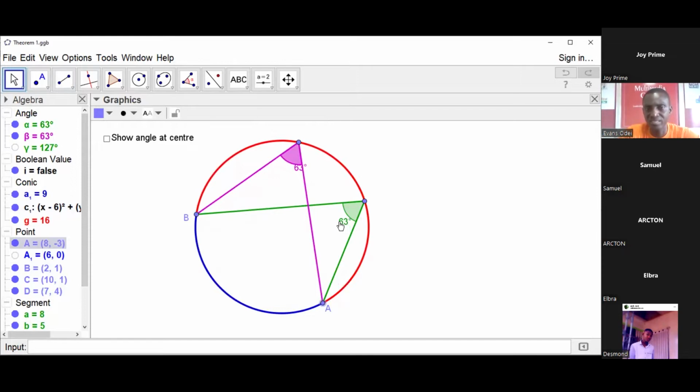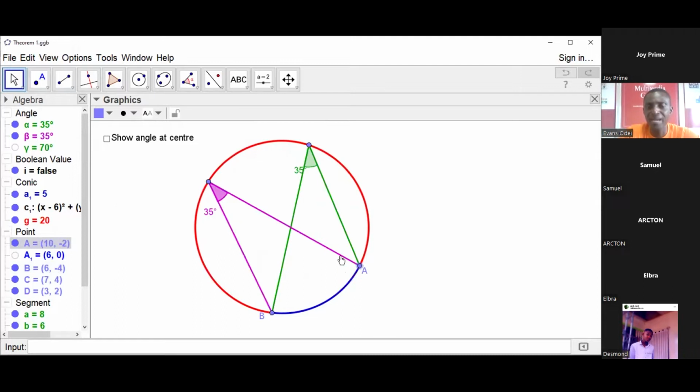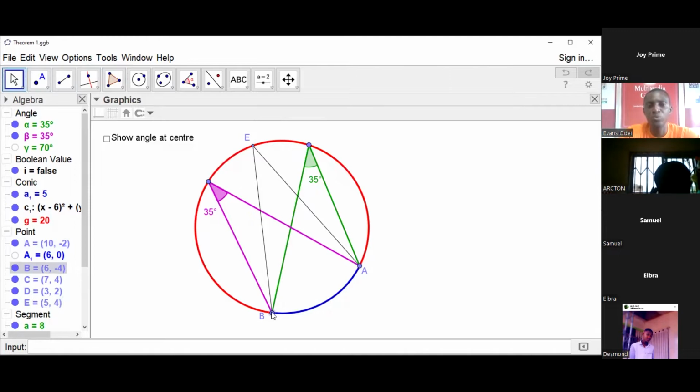And you can see the angles are the same. No matter what I do, I get the same angle. So what we are saying is that if two angles are subtended by the same chord to the circumference, we always get equal angles. It can be more than that. Even if I try creating additional angles, check this one. You can see that the third angle marked E also will be equal to the two existing angles. We can measure that and see.